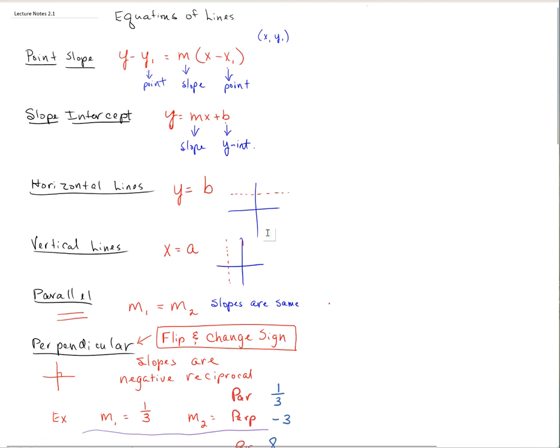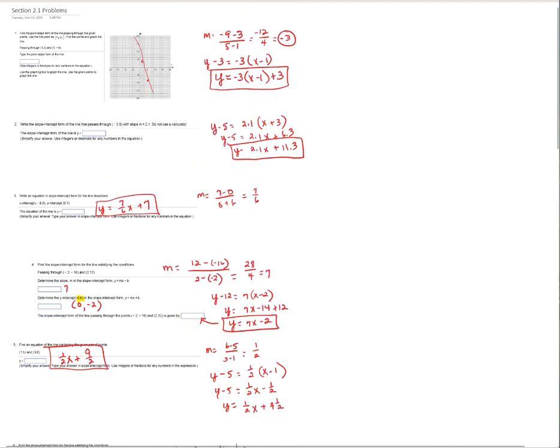So let's go look at our problem set. All right, so let's look at these problems. Number 1, find the point slope form of the line. So that's going to tell you what form you need to have your answer in. Plot the points and graph the line. So it says it's passing through 1, 3, and 5, -9.